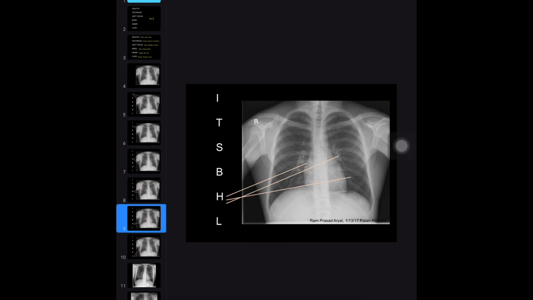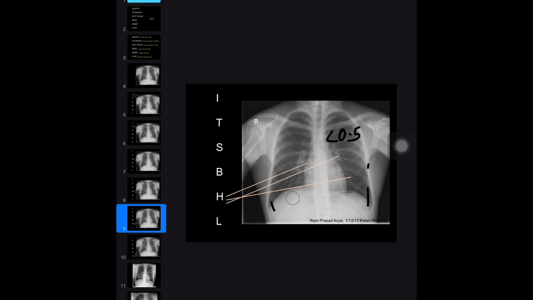So for the heart, you have to see the shape of the heart, and then the size of the heart. For distinguishing whether there is cardiomegaly or not, the heart size should be less than 0.5, not more than 0.5, or one half of the thorax diameter.